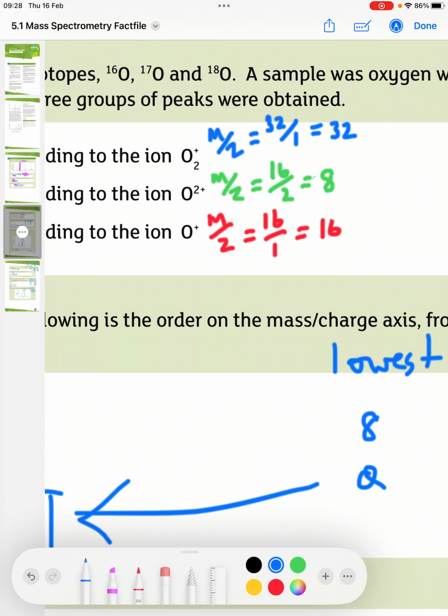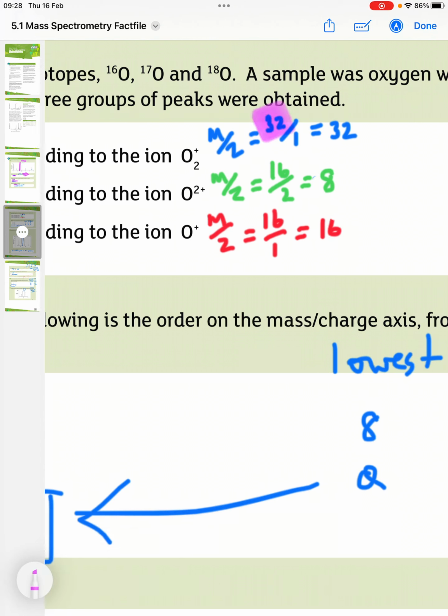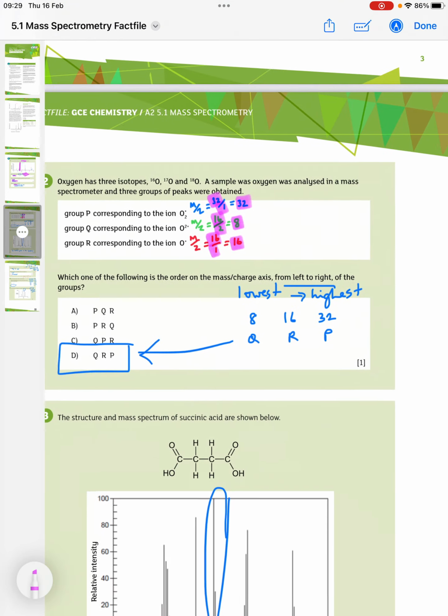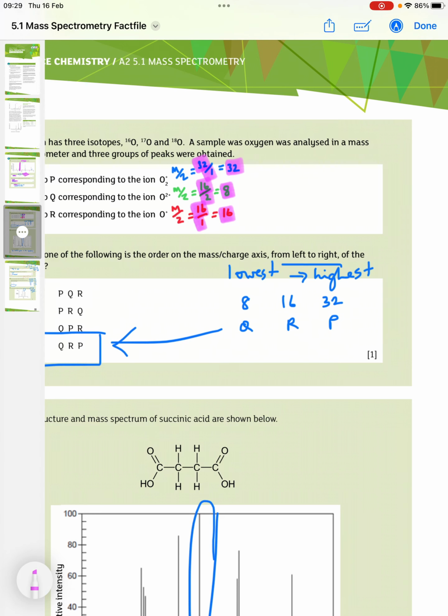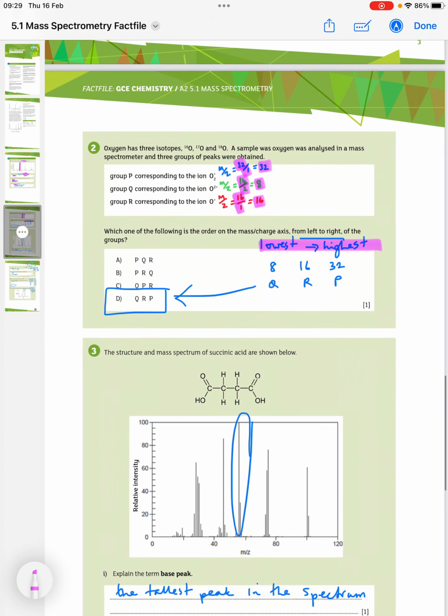So what I've done is just work out the m/z ratio for each of these. So the O2+, the mass is 32 and the charge is 1, so 32 is the value for that. The second one, mass is 16, charge is 2, so we get 8. And the third one, the mass is 16, the charge is just 1, so that's 16. And it says, which of the following is the order of the mass to charge axis from left to right of the groups? So from left to right, going from lowest to highest, that would be 8 and then 16 and then 32, which is QRP, which is D.